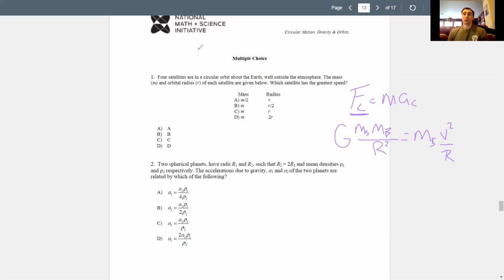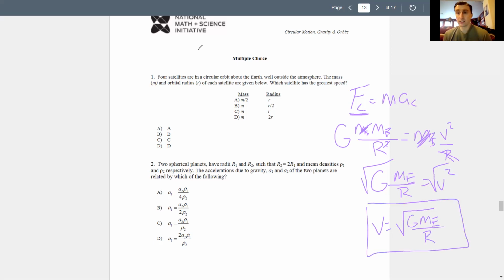Okay. So then what we want to do here is get an equation that says v equals, so we can see how changing the variables is going to change the velocity. The mass of the satellite actually cancels out. If I bring the r over there, I get an r up top, so that cancels out one of those. So I get mass of the Earth divided by r equals v squared. I'm just going to square root both sides, so I get v equals the square root of big G mass of the Earth over the radius. All right, so this is the equation for the velocity of the satellite.